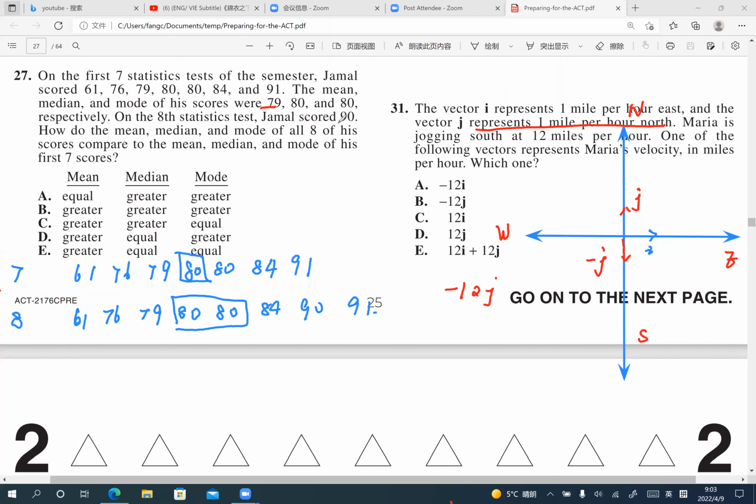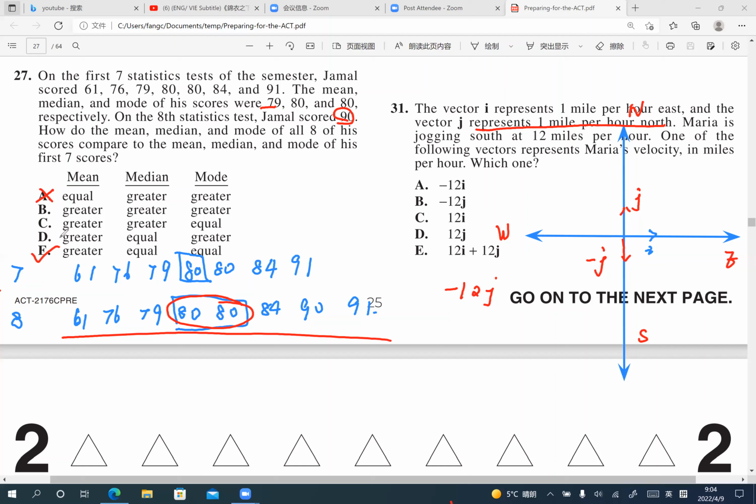Because the eighth number is 90, which is greater than the average of the original list. Therefore, the mean of the new list is greater. So we eliminate option A. After we analyze the new list, we can tell the mode is still 80 and the median is still 80. So we should choose option E. Mean greater, median and mode equal.